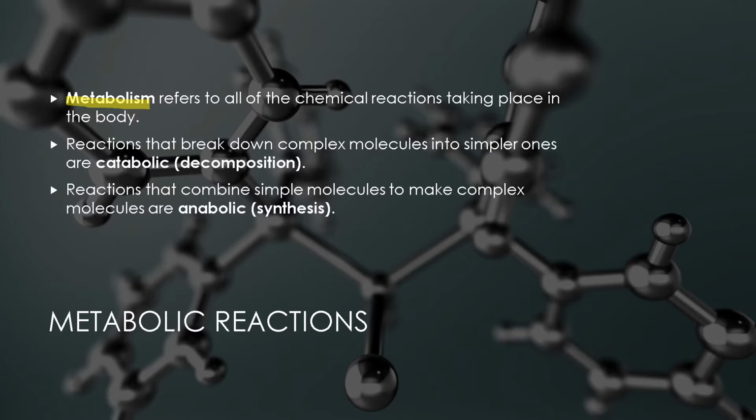Now there are two types of metabolism, catabolism and anabolism. So we could actually write these in here. We will talk about them right away. Catabolism and anabolism. These are two types of metabolism. So the chemical reactions that break down complex organic molecules into simpler ones are known as catabolism.